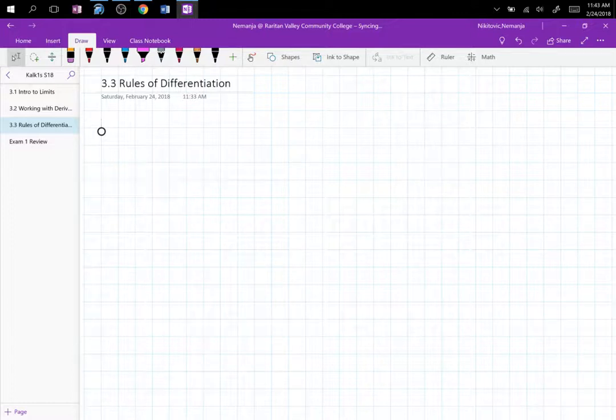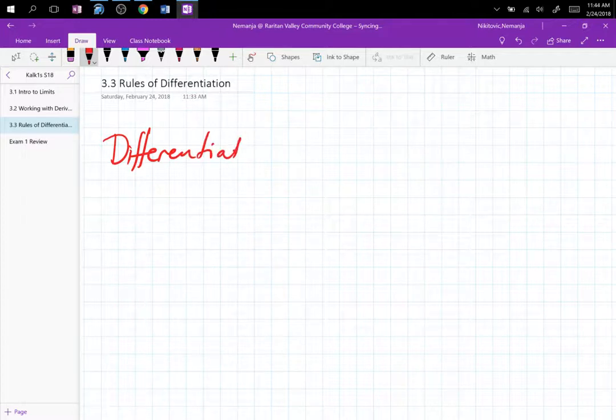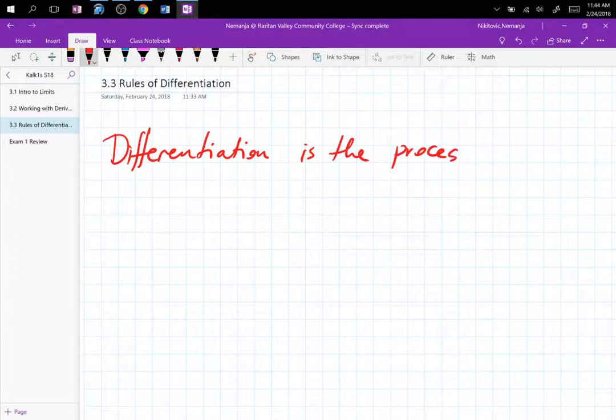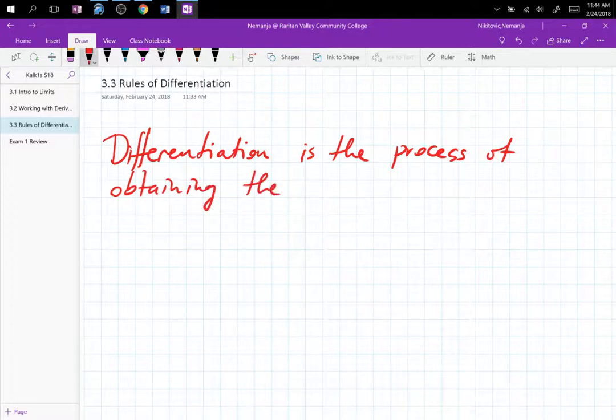New word, differentiation. What is differentiation? Differentiation is the process of obtaining the derivative function. So let's define that. I don't think I ever defined it and wrote it down, but let's go. Differentiation is the process of calculating or obtaining the derivative function.